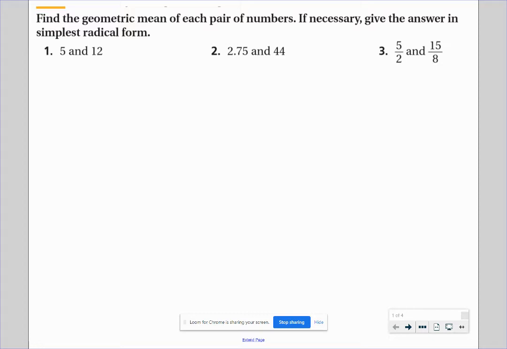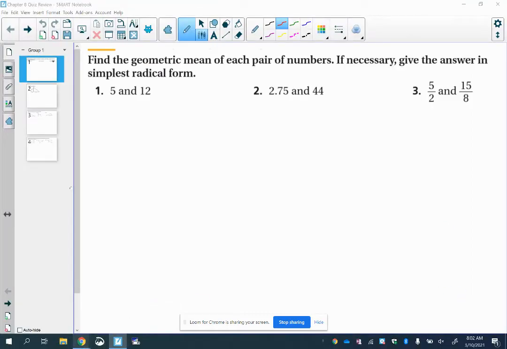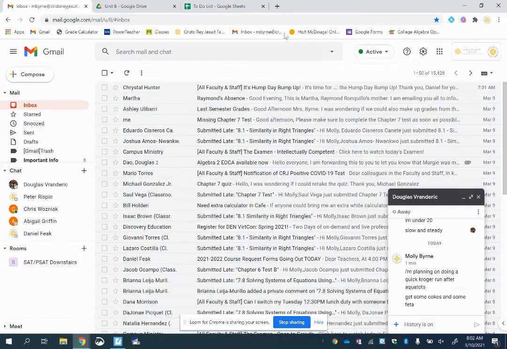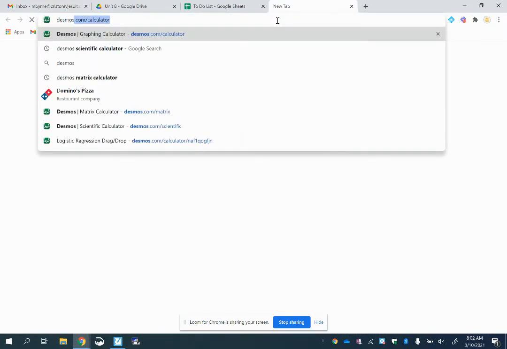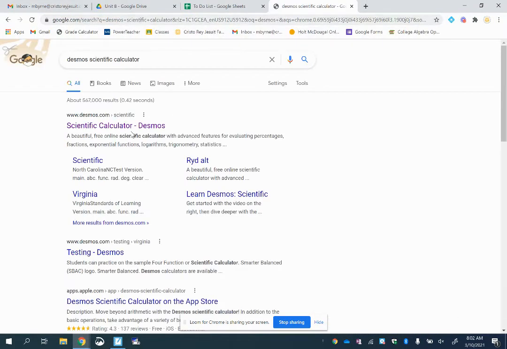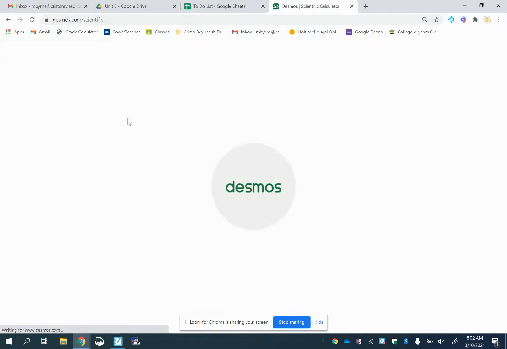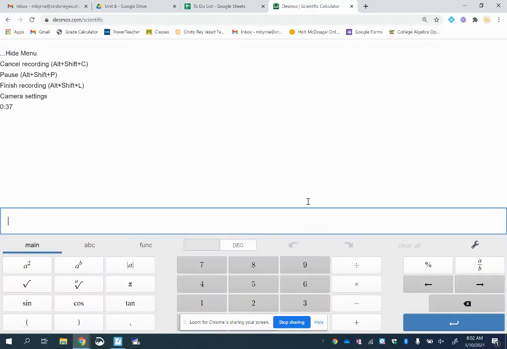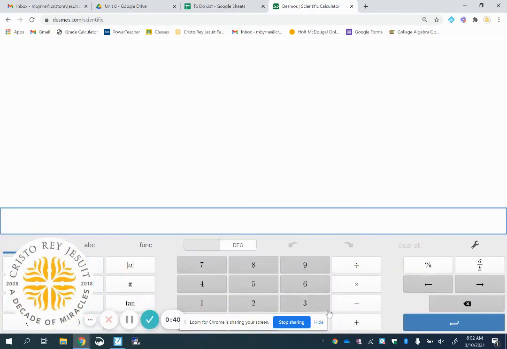So if you are at home watching this, the calculator I recommend using is the Desmos Scientific Calculator. I'll post a link to that, but the website is desmos.com/scientific. This is the one I'm going to use as I do problems for this review, and also the one that I recommend you use on the test.